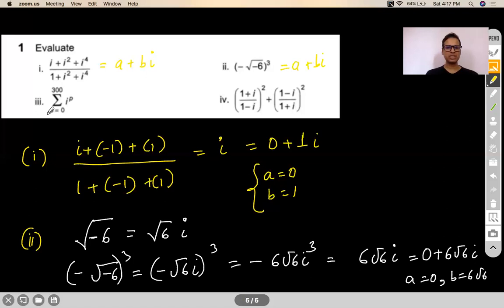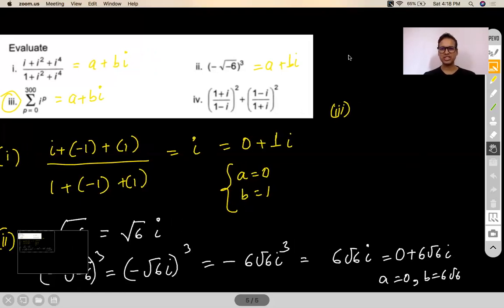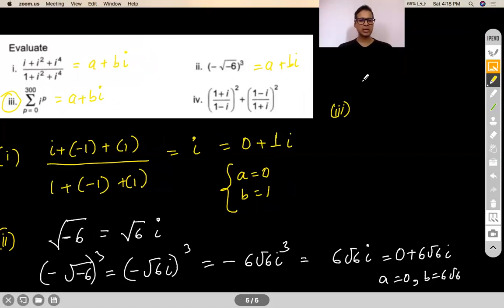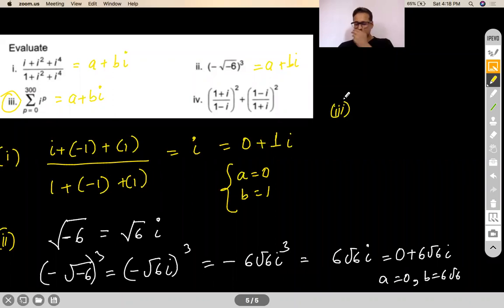Next one. We'll do the third one. I think fourth one we can take for later, or we can do fourth one also, no issues. Yeah, third one, what's the answer? Express this in a plus bi form. Please put the question number so that I know which of the above questions you are answering. Okay, very good, Aditya. Pranav.